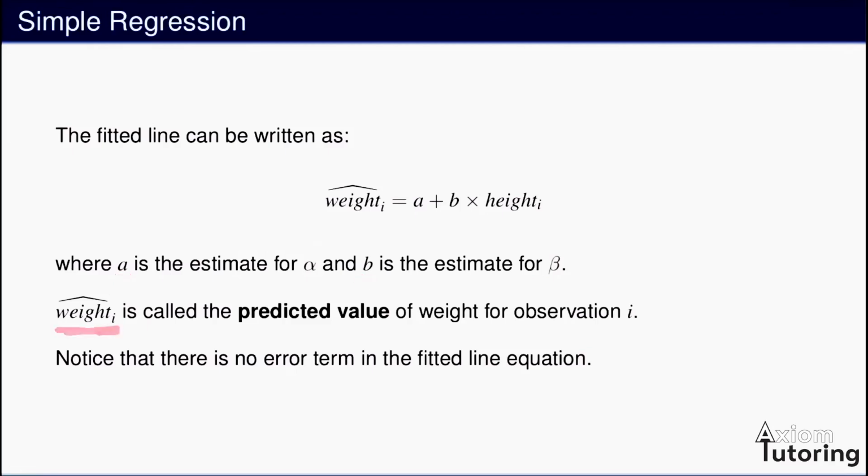So weight hat is called the predicted value of weight for observation i. Right? So if we put any given height, we can calculate the predicted weight with the estimates that we found in our given sample. Now notice that there's no error term in the fitted line equation. And that makes sense because the equation for a line is just y is equal to a plus bx, and there's nothing else.